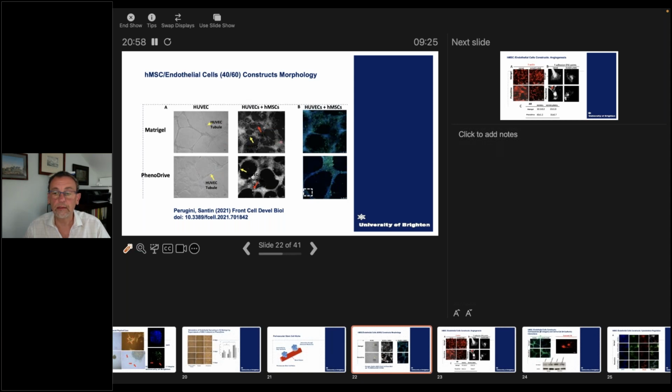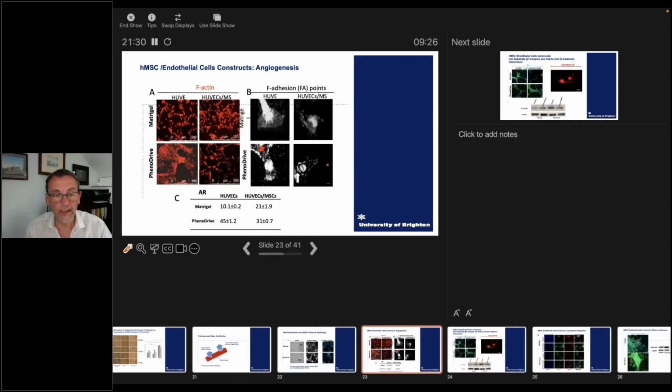And you can see that in the case of Matrigel, the stem cells, here stained in green, tried to form interaction with the tubuli formed by the endothelial cells. Whereas in the case of PhenoDrive, you have a much more ordered structure where spheroids of stem cells were forming, mainly at the anastomotic junction of the network of tubuli.